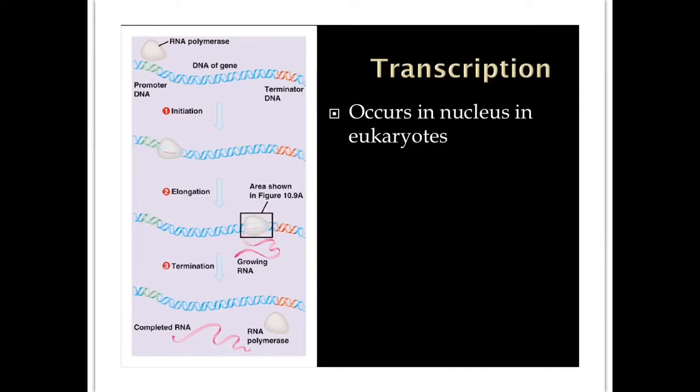Initiation is how transcription starts. My transcription enzyme, known as RNA polymerase, binds to the promoter region, which I can see happening right here. Then in elongation, this RNA polymerase zips along the DNA and makes an RNA sequence. It's called elongation because I see my RNA elongating. Then termination is when the RNA polymerase reaches the terminator region of the DNA. That's the end of the gene, so that signals RNA polymerase to stop transcription, and then I have this completed RNA.